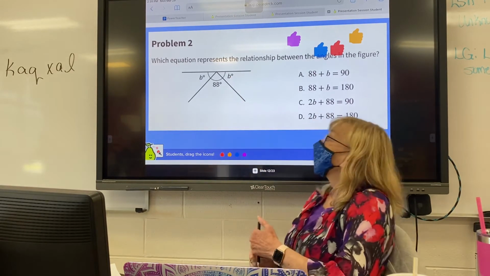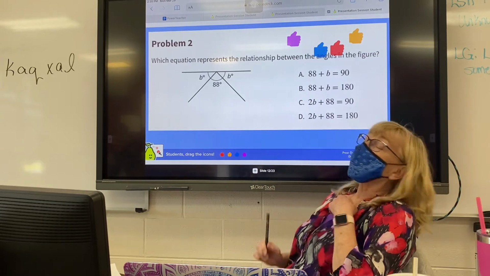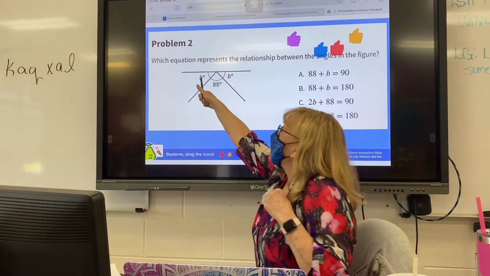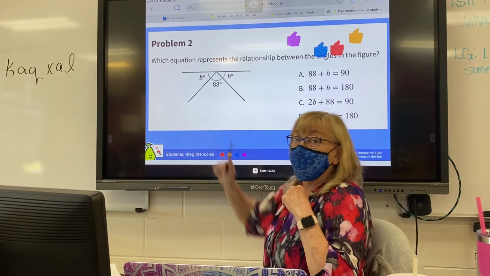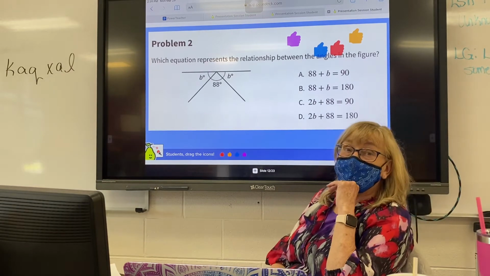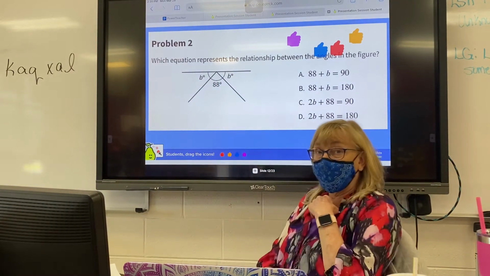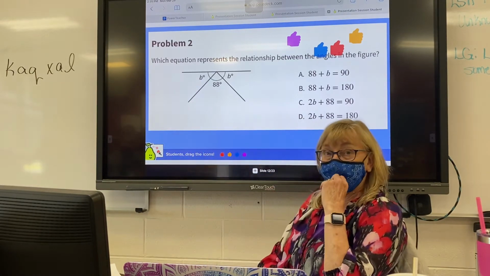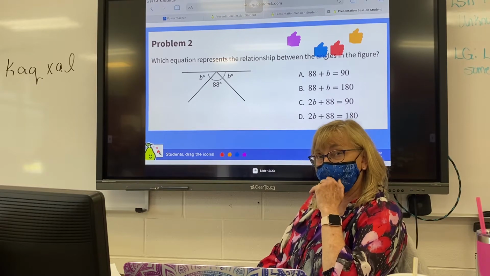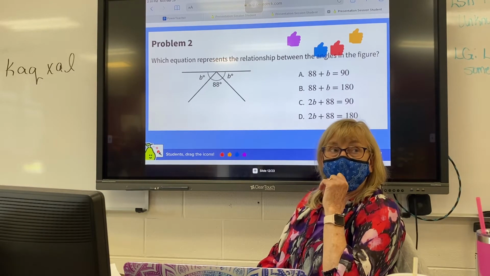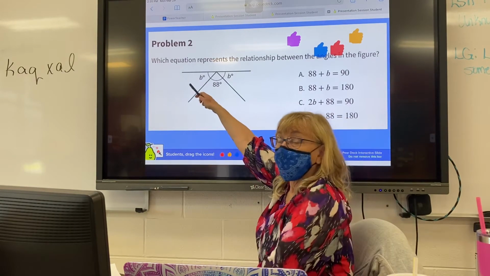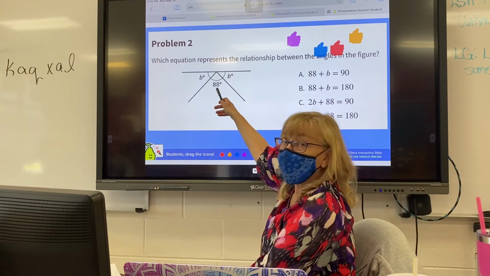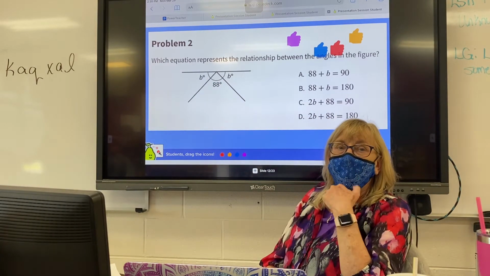No, I'm saying the two B's. Okay, but you said A worked. The only way it'll work is if that B is 90. These three angles equal 180. But is it possible for B to be 90? Can B be 90? Now think about it. Because that would be saying this is 90, this is 90, and this is 88. Is that possible?